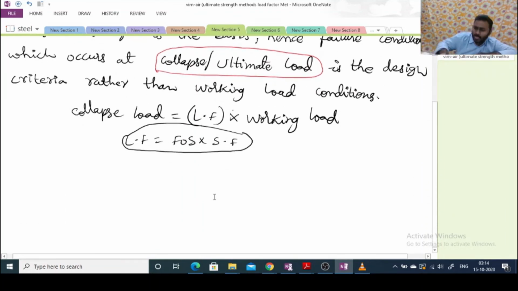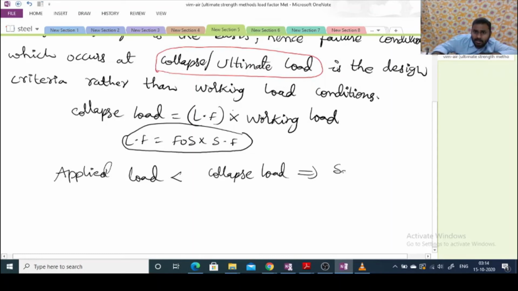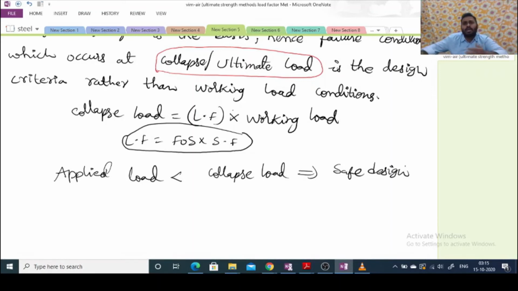And if you observe the applied load, whatever load we are going to apply, the load is much less than, or you can say it is less than, the collapse load. Hence the design is safe, right? Safe design. As the applied load is less than the collapse load, which is nothing but load factor into working load, then the design is safe. Is that okay? This is what the first point is about.